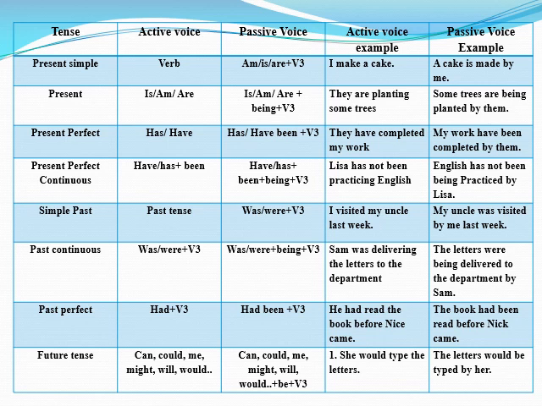Past perfect. Past perfect is had plus third form of the verb. He had read the book before Nick came. In changing into passive, had should be changed into had been. The book had been read before Nick came.